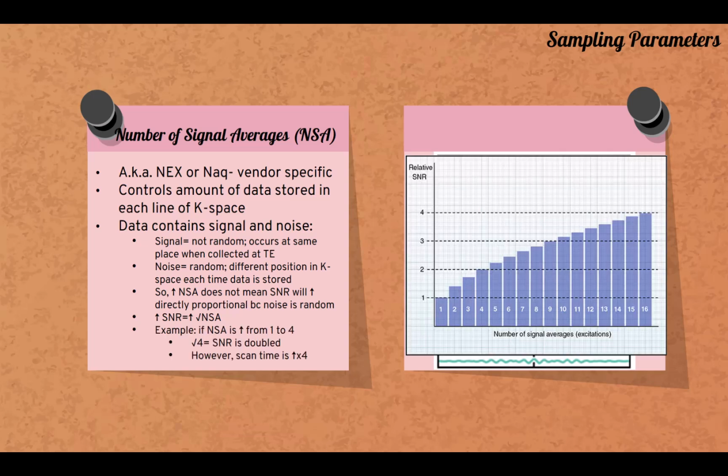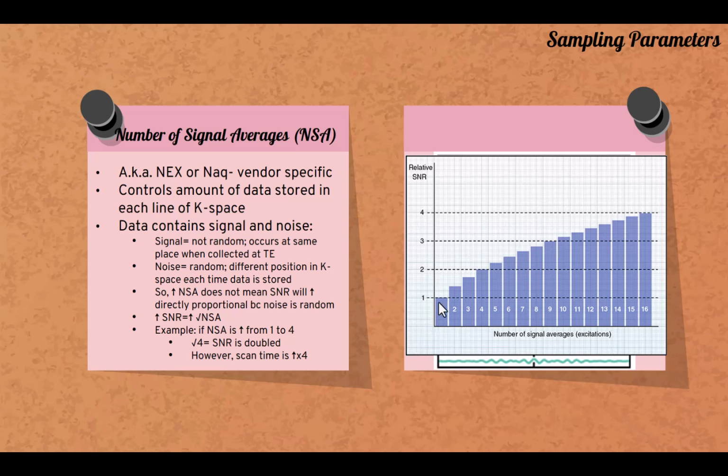For example, if NSA is increased from 1 to 4, you take the square root of 4, which is 2, and that's how much SNR is going to increase. However, scan time is going to increase by a factor of 4 because NSA is in the scan time equation. You can see this relationship over here to the right.